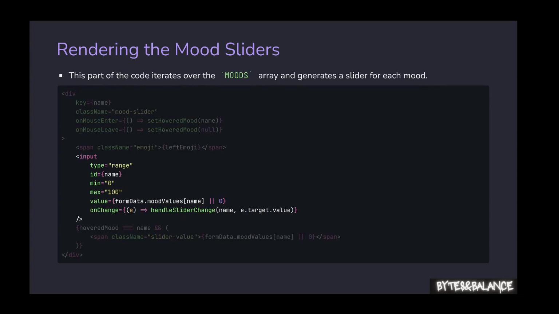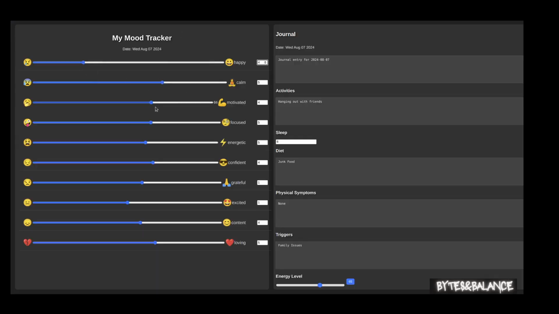All right, now we have the last part of this code snippet. So we've got a condition here. If hoveredMood equals name, then for the slider value we're going to use the mood value for that particular name from the form data. And if that doesn't exist, we're going to default to 0. So this is how we set the values of these sliders here.